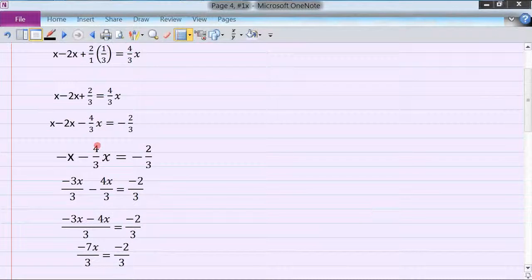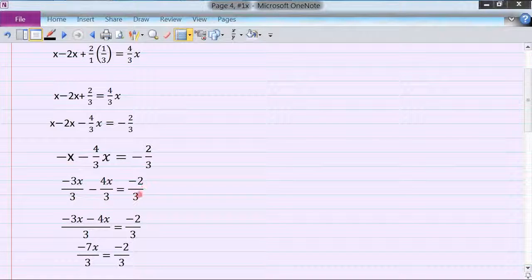So x minus 2x is minus x. This is this, and that is that. So all I've done is combine these two terms. 1 minus 2 is minus 1. Now I'm going to take the common denominator here. This is over 1. So I'm going to put this all over 3 here.